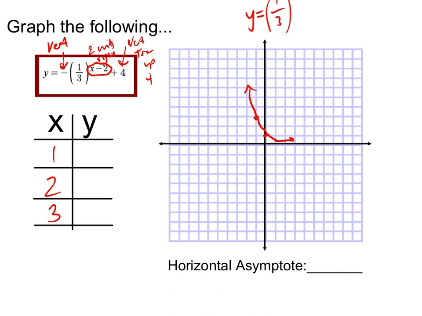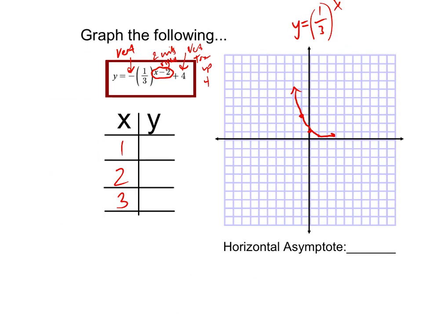But now we're going to switch that over. We'll do this in blue here. So if I put a 1 in there, so if I have negative 1/3 to the 1 minus 2 and then plus 4, 1/3 to the -1 would be 3, because that's 1/3 to the -1, which is 1 over 1/3, which is equal to 3.